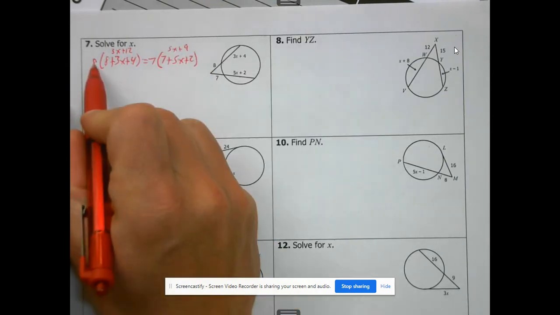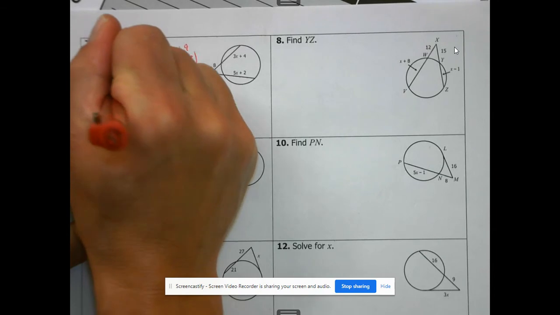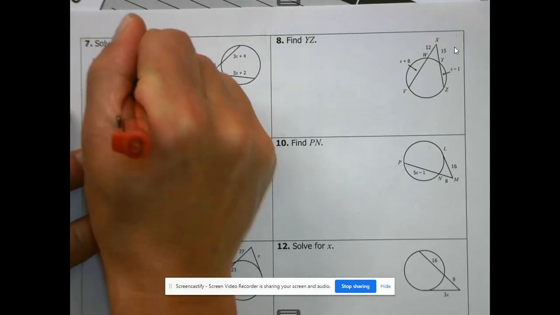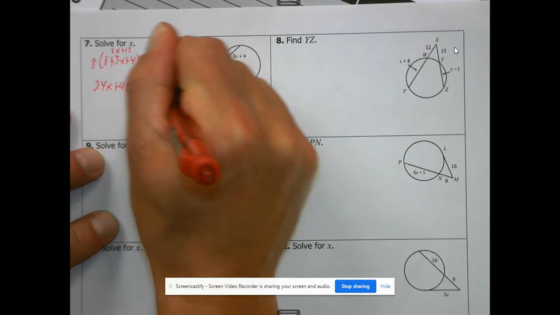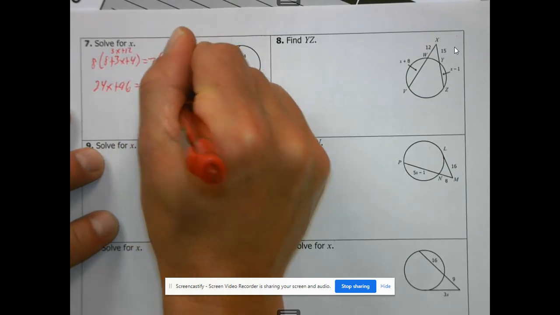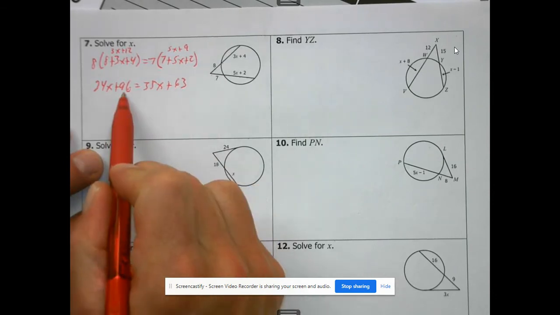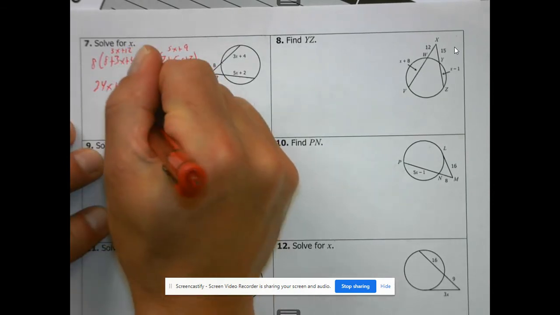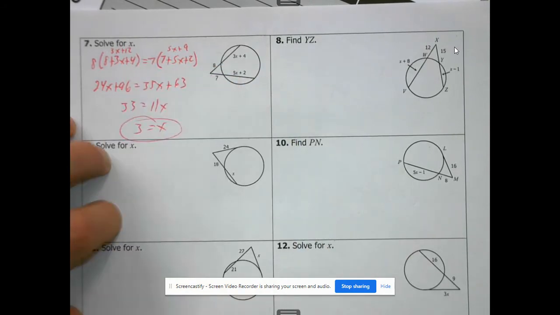Distribute both pieces. The left side will have 24x plus 96. 7 times that is 35x. 7 times 9 is 63. Move stuff around. Subtract 24. Subtract 63. 33 is 11x. 11 goes in there 3 times. Solve for x. Check.